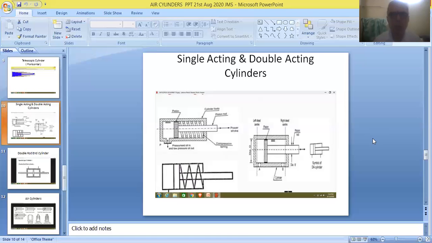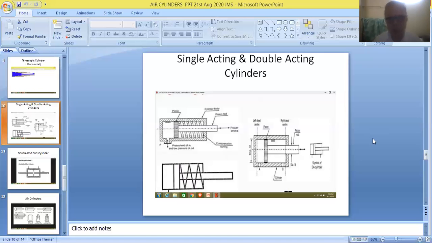Now coming to the double acting cylinder, as the name itself implies, fluid will be acting on both sides of the piston. That means fluid will be entering and leaving from both sides of the piston. Therefore, it is called a double acting cylinder.